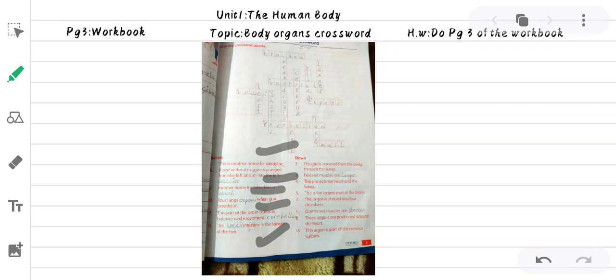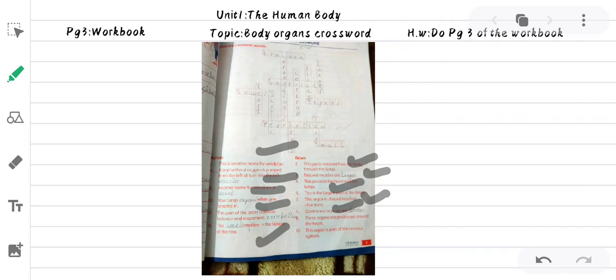This gas is removed from the body through the lungs. It is carbon dioxide. Relaxed muscles are longer. This protects the heart and the lungs. It is rib cage. This is the largest part of the brain. It is cerebrum. The organ that is divided into four chambers is heart.